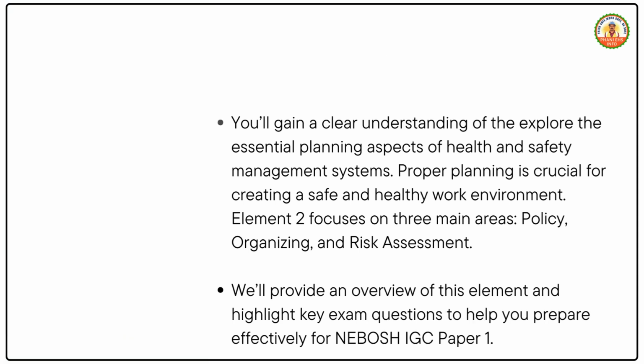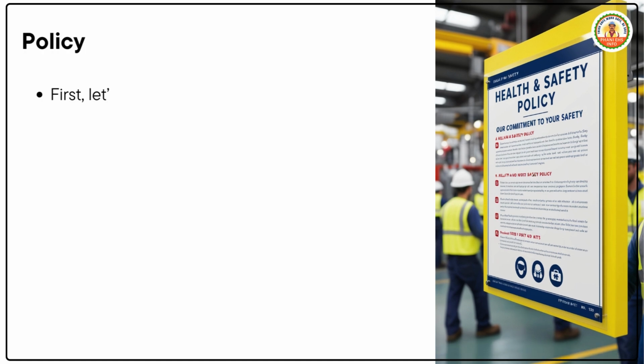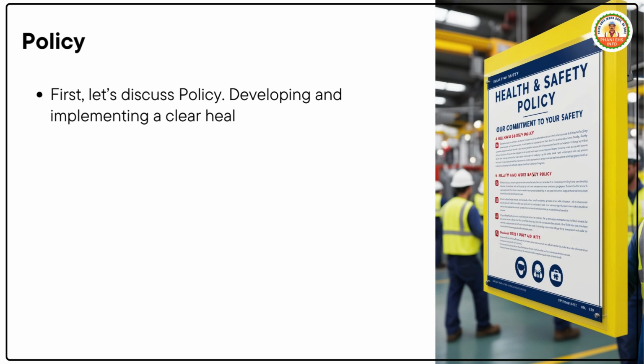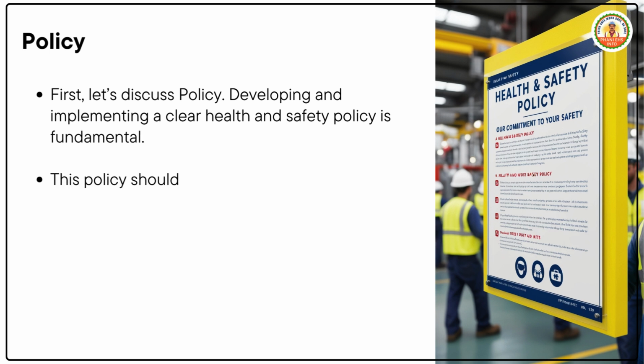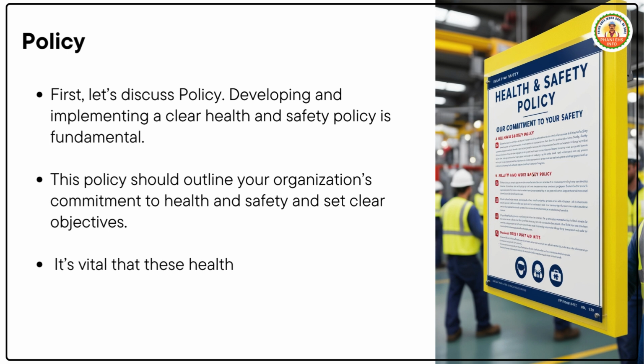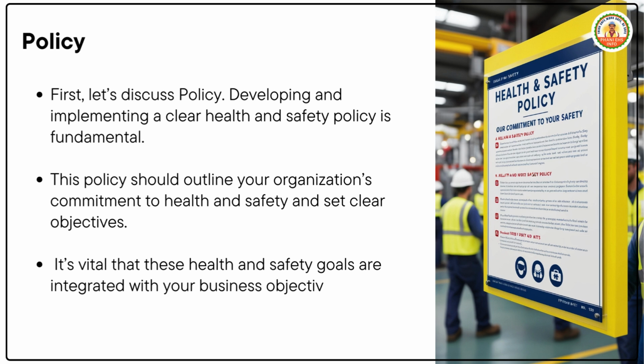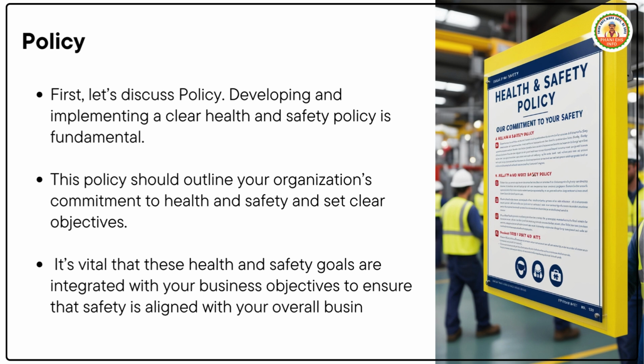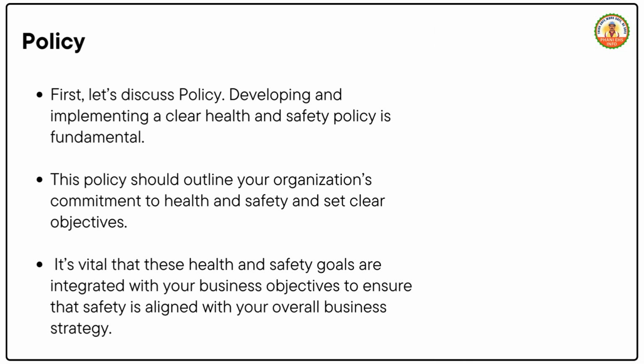Paper 1. Policy. First, let's discuss policy. Developing and implementing a clear health and safety policy is fundamental. This policy should outline your organization's commitment to health and safety and set clear objectives. It's vital that these health and safety goals are integrated with your business objectives to ensure that safety is aligned with your overall business strategy.